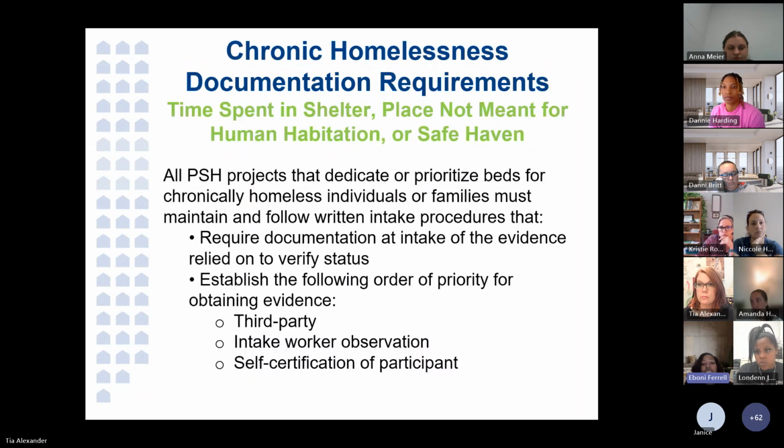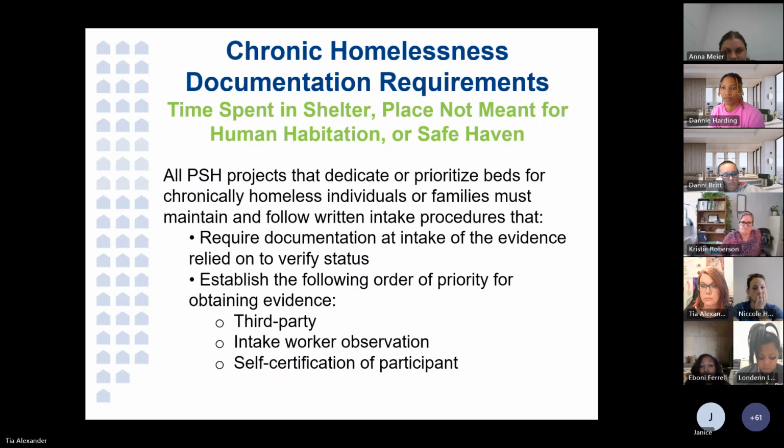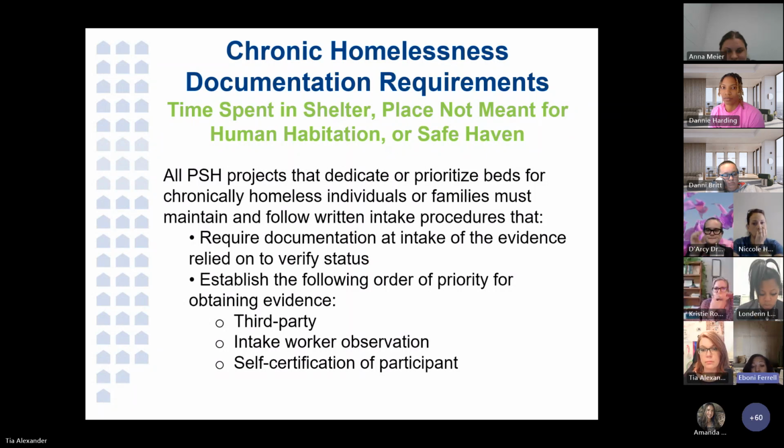Moving on to chronic homelessness documentation, HUD requires all agencies to have written policies and procedures to ensure that programs are operating in compliance with CoC regulations. In addition to this general requirement, HUD specifies certain details that must be addressed in your policies and procedures. One such detail is that your written policies and procedures must require documentation at intake of the evidence relied upon to verify chronically homeless status.